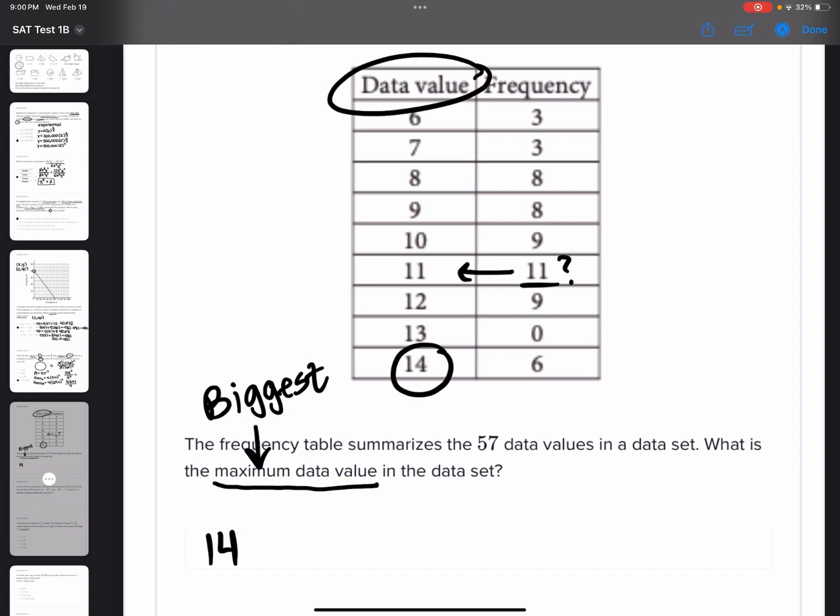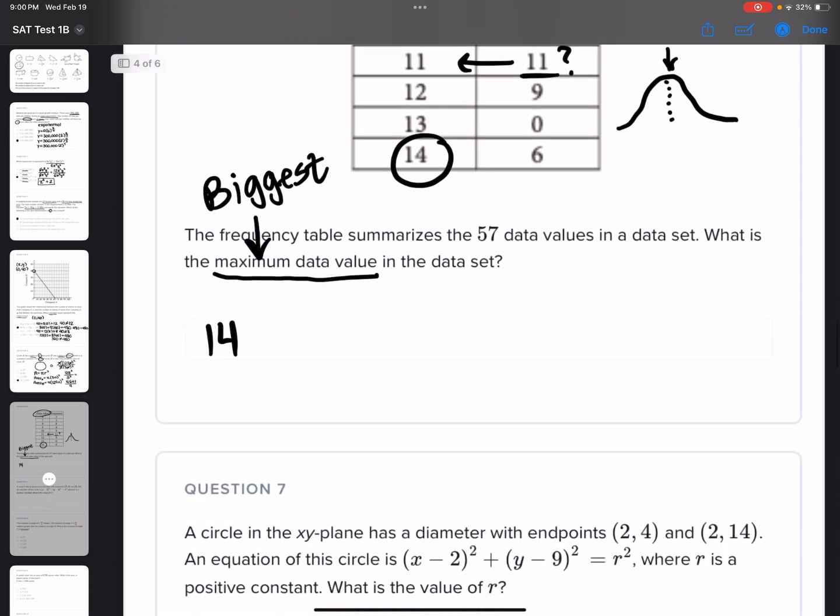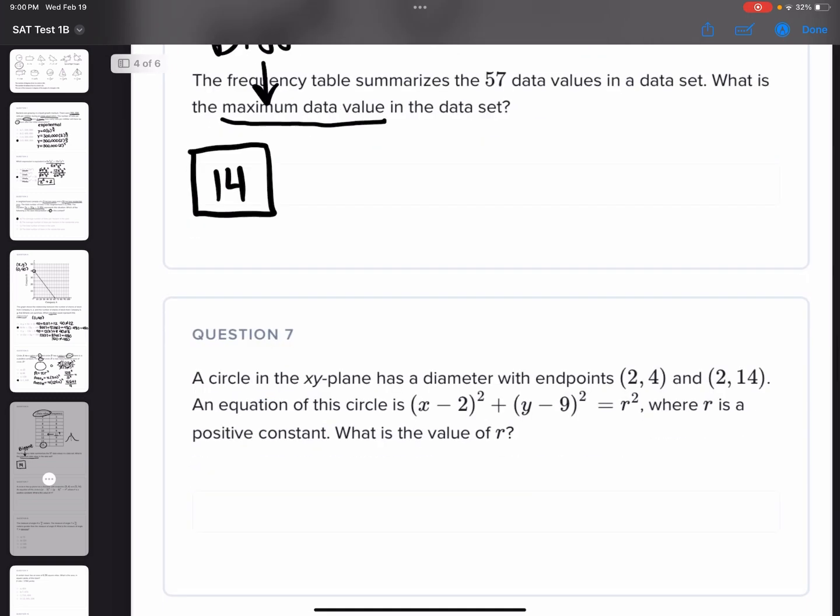That may be the most prevalent data value, but they did not ask you for the mode, they just asked you for the maximum. The mode is the value where it has the largest frequency in a data table, like right here, this would be your mode. Some people would be like, oh yeah, 11 has to be our maximum because it appears the most amount of times. That's not what the question is asking. It's a relatively easy question. Just 14. 14's your answer. Just box that. Okay.